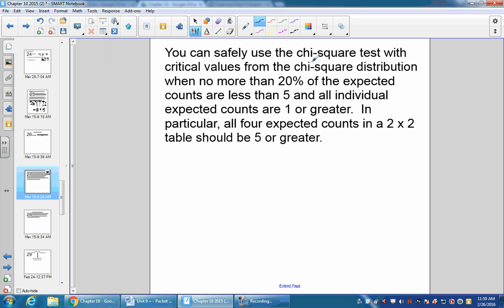Now, we can safely use the chi-squared distribution when no more than 20% of the expected counts are less than 5, and all expected counts are greater than 1. In a 2 by 2 table, the counts should all be 5 or greater. So typically, all the values will be greater than 5, and that makes our condition. Also, we have to make sure that the data comes from an SRS, like always, and then check that all expected counts are greater than 5. If one value or a couple values are less than 5, you've got to check to make sure no more than 20% are less than 5.